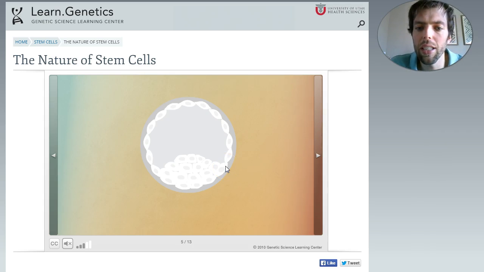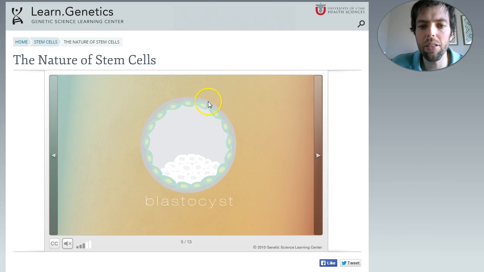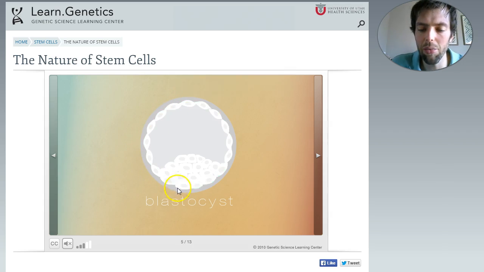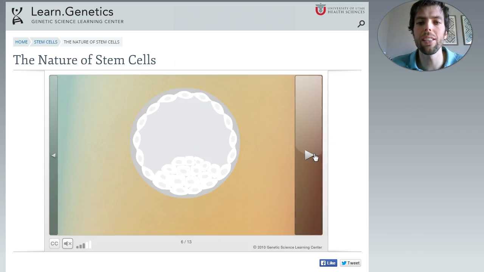So here you see it dividing, and you see the embryo starting to become what's known as a blastocyst. This term is not important for us, but you should just know that the outside here is the placenta that's going to be feeding the baby, and the inside here, the inner cell mass, is what is becoming a baby. And already these cells are becoming specialized.